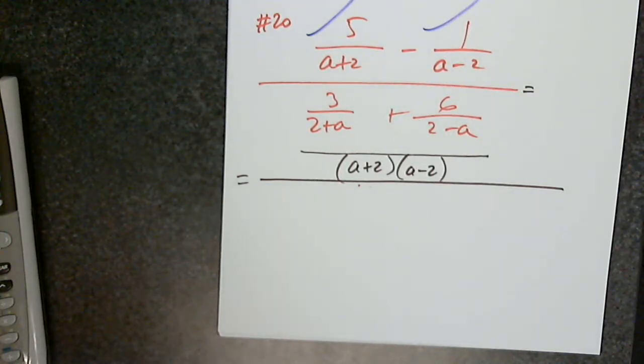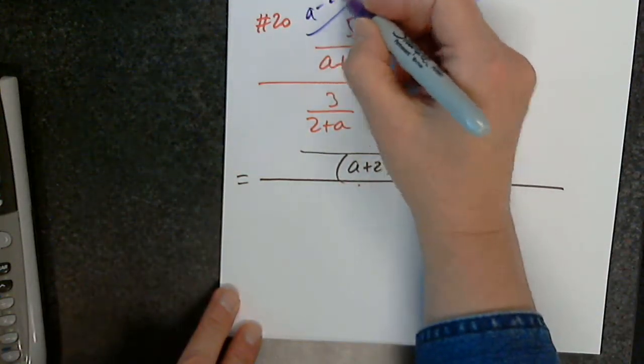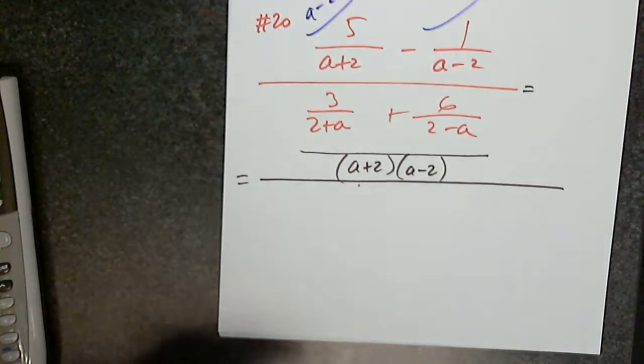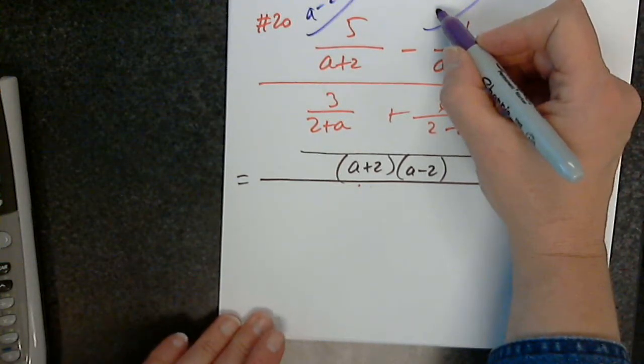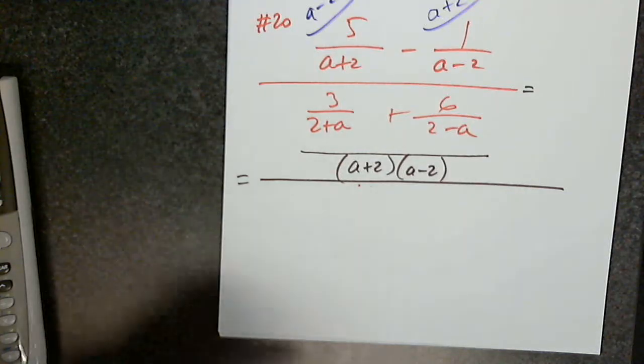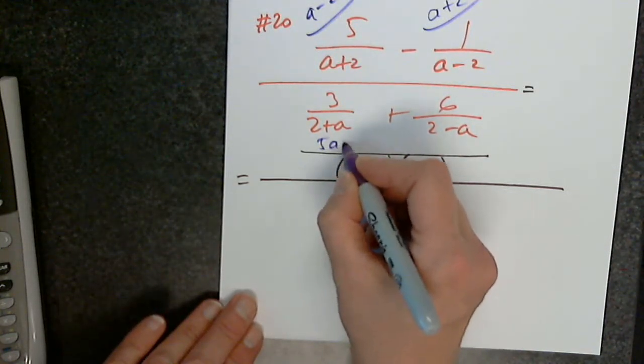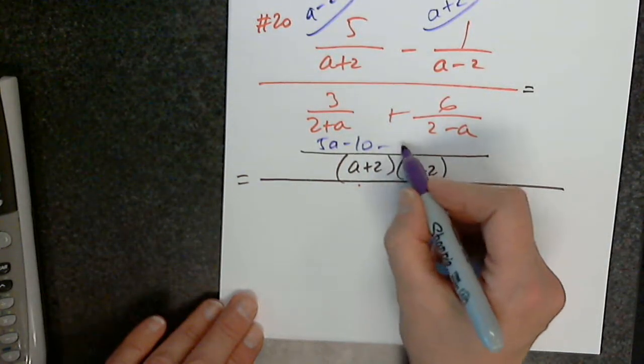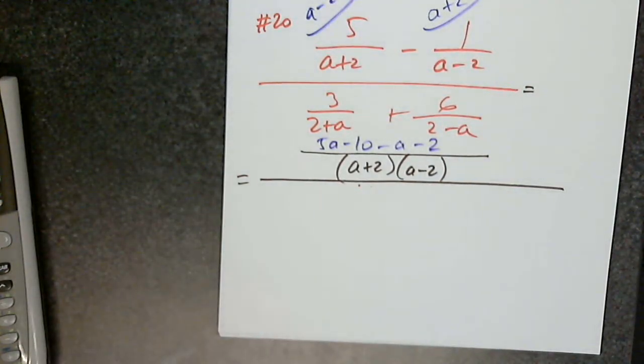So the adjustment on 5. Very good. The adjustment on 1. Good. Now please dictate the numerator. 5a minus 10 minus a minus 2. Excellent. However, I cannot do the same thing with the denominator just yet. Why?